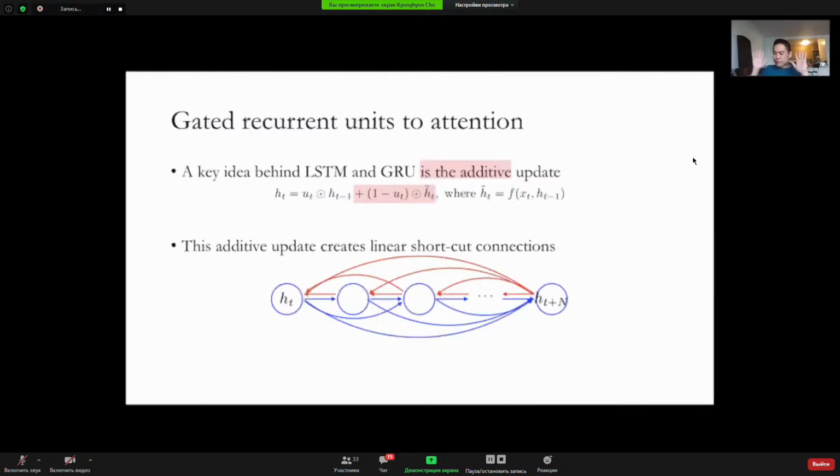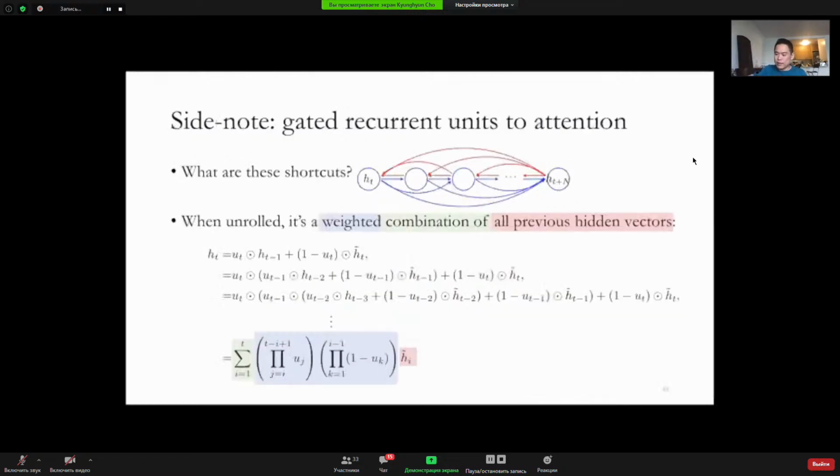So the key idea behind LSTM and GRU is this additive update. Instead of replacing all the values every time, we're going to add some value to the existing memory and then subtract some values from the existing memory. So make everything additive. And then that's how we are going to make a connection to the attention mechanism. So it's not really a side note.